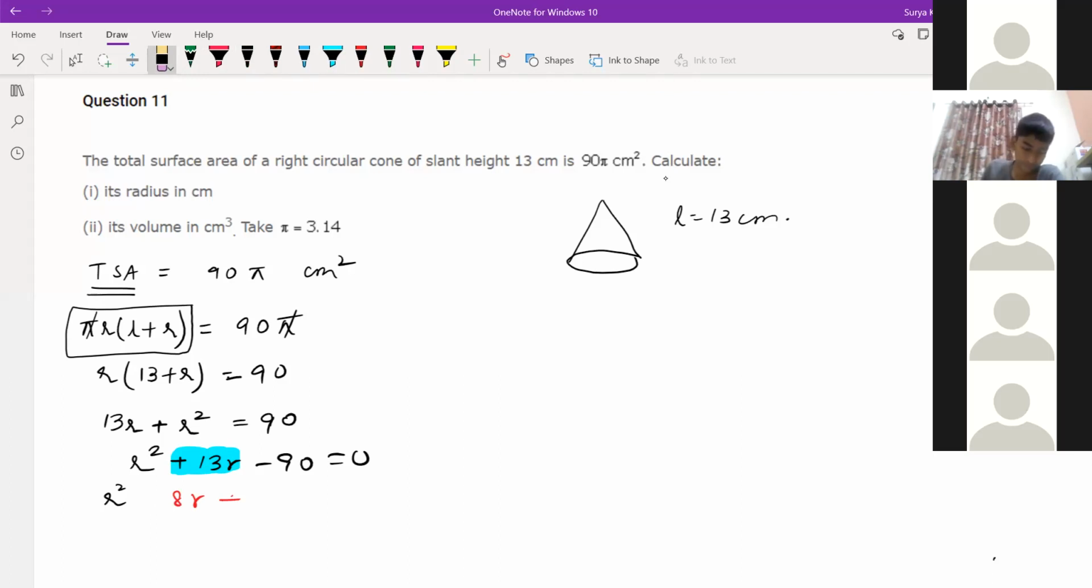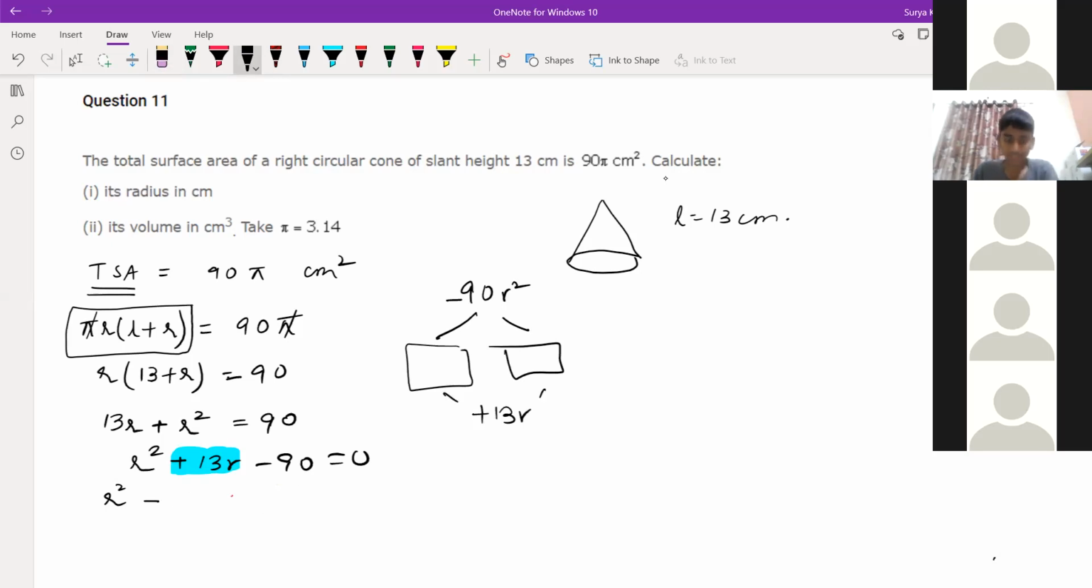Sir, 8R and 5R, sir. 8 into 5 is 40 will come, no? How will 90 come? We should get 90, right, Krishna? Yes, sir. See, the product is minus 90 R square and the sum is plus 13 R. What will come, Nihar? Sir, 18 and minus 5. Yes, 18 and minus 5.